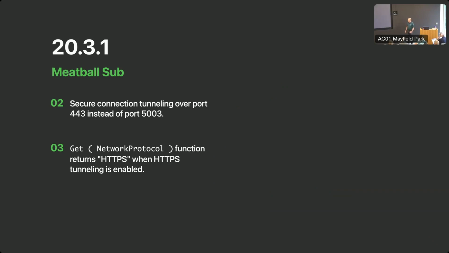It's Linux specific. And we also have an updated function, Get Network Protocol on Pro, which returns HTTPS when that tunneling over 443 is enabled. What I found interesting is this feature actually predates FileMaker 6.